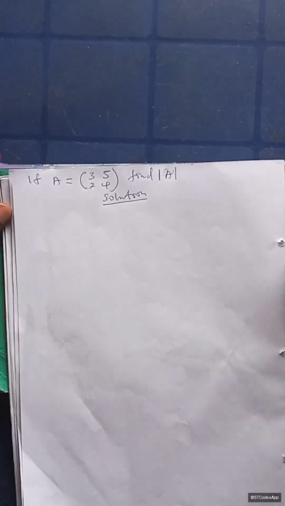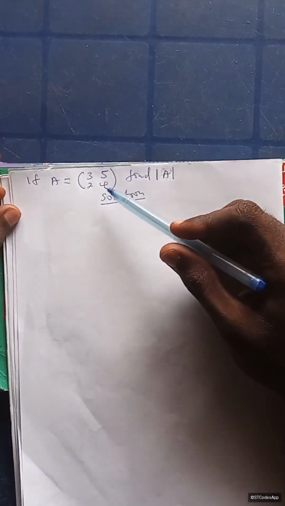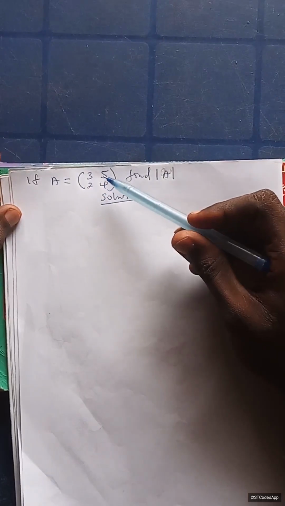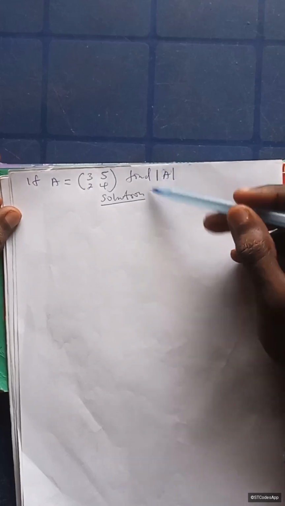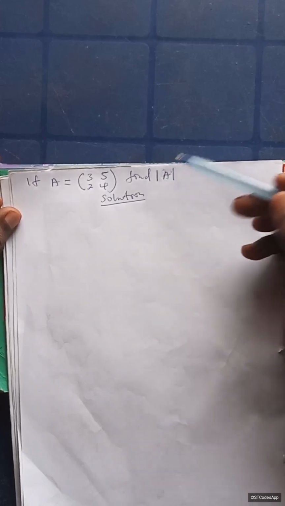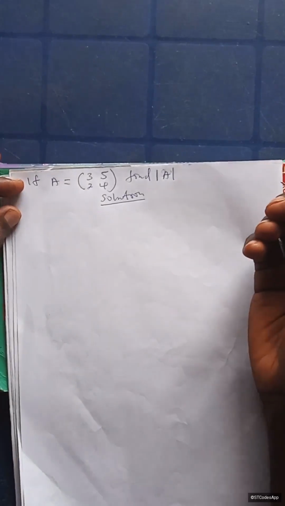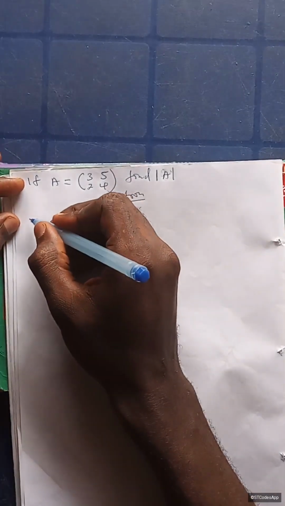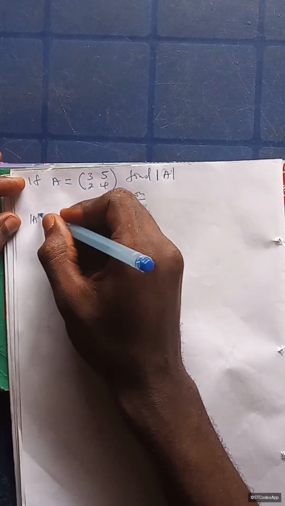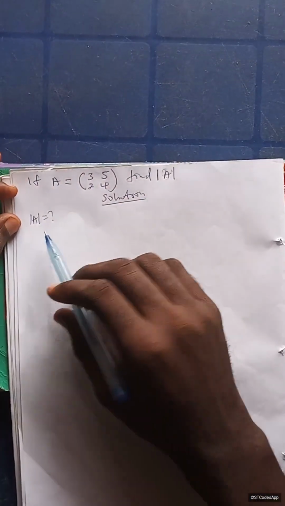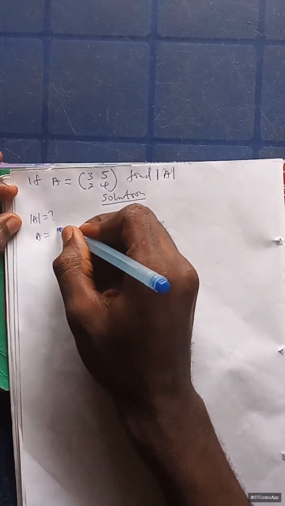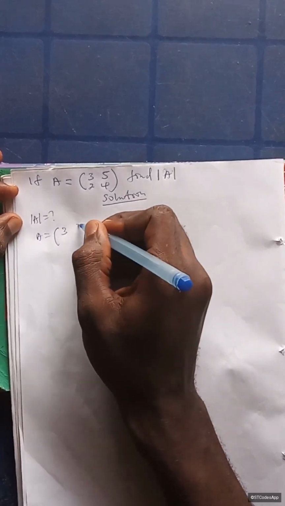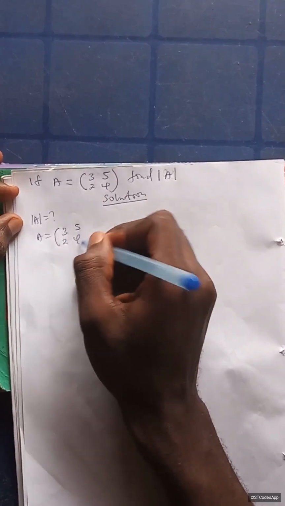Before us is this very question, which says, if the matrix A is given by 3, 5, 2, 4, we should find the determinant of A. This symbol implies determinant. So how do we find the determinant of a given matrix? So we have our determinant of A. How do we find that? Given our A to be this, which is 3, 5, 2, 4.